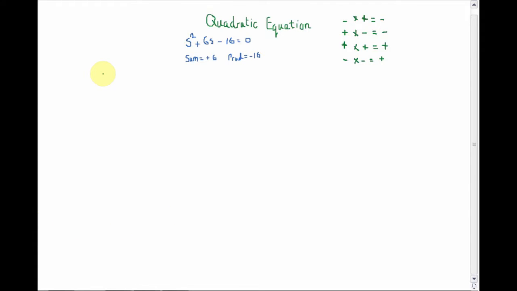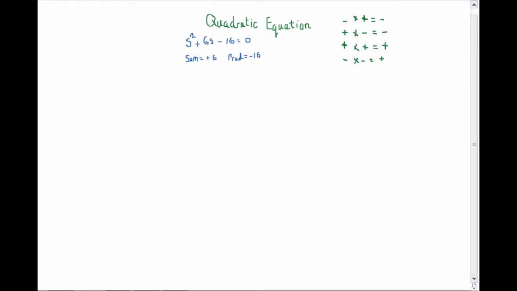When using the factorization method, we need to know the sum and the product. Remember in our previous movie, we said when a is equal to 1, the sum becomes the coefficient of the variable that is not squared, and the product becomes the constant. For factorization, we need to find two numbers whose product gives us minus 16, and when we add them together, we get plus 6.